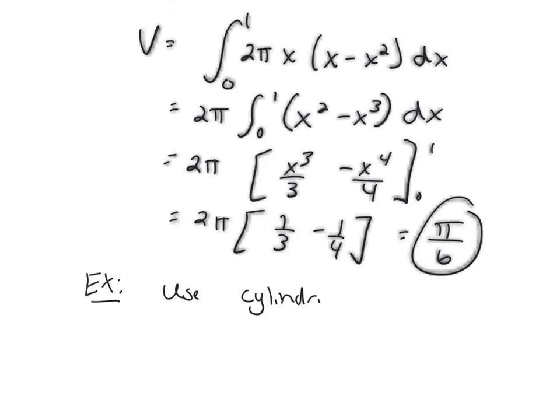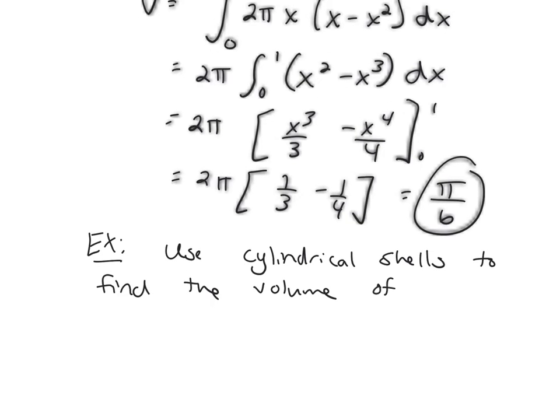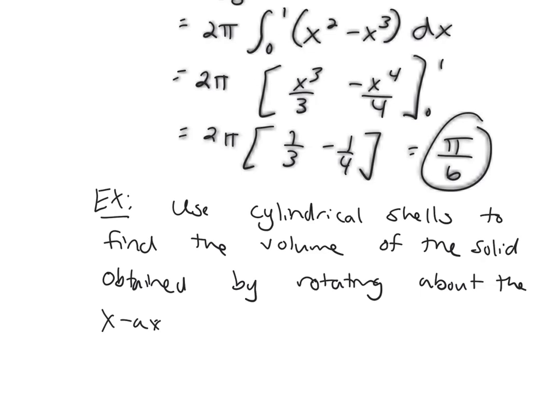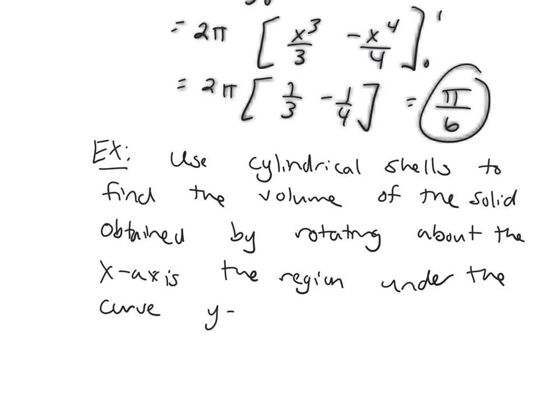Use cylindrical shells to find the volume of the solid obtained by rotating about the x-axis the region under the curve y equals the square root of x from 0 to 1. Okay.